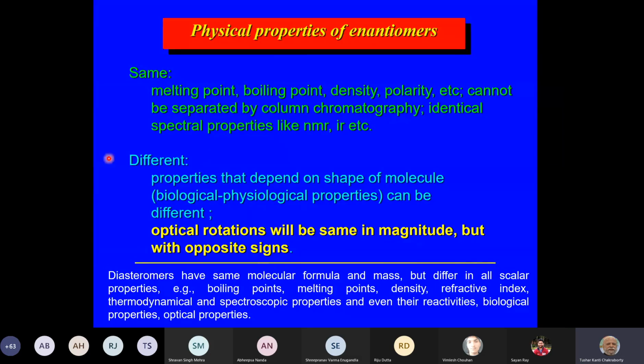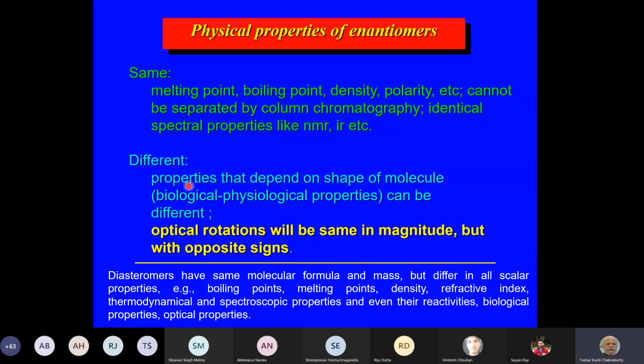And identical spectral properties like NMR, IR, or any other spectral property that we'll learn a little bit about in these methods, NMR for example. So they will be the same. The only thing that differs between these two enantiomers will be properties that depend on the shape of the molecules. Optical rotations will be the same again in magnitude, but opposite in sign.